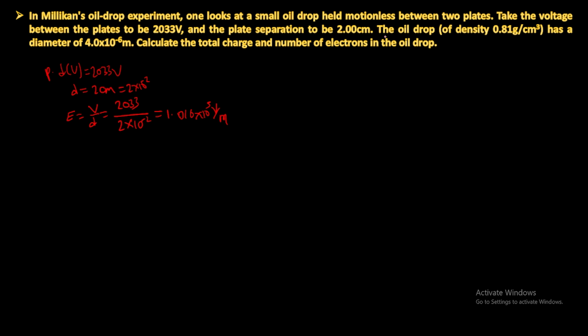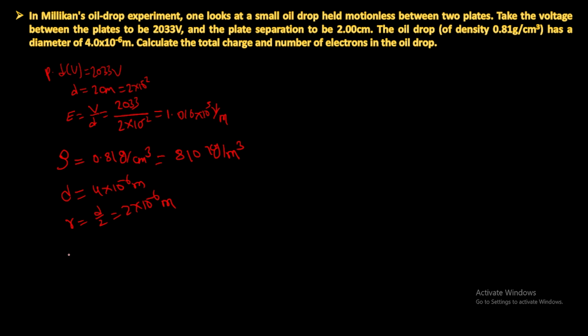Now the density of the oil drop is given, rho is 0.81 gram per cm cube. This is the CGS unit. We have to convert into the SI unit, so we multiply by thousand, then we get 810 kg per meter cube. The diameter D is given as 4 into 10 to the power minus 6 meter, and to find the radius, D by 2 gives 2 into 10 to the power minus 6 meter. This is the radius of the given oil drop.